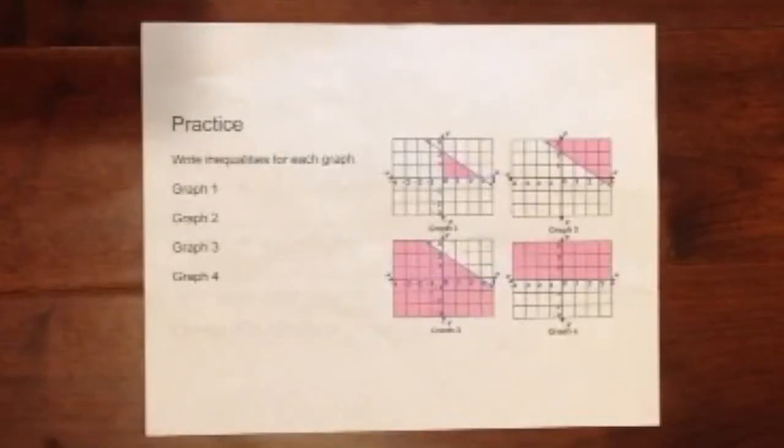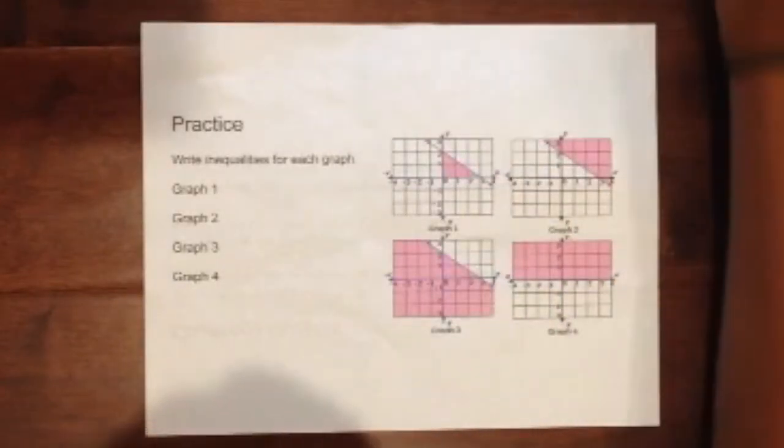Here is some practice for writing inequalities. Write inequalities for each graph. Let's start with graph 1. Graph 1 is a combination of 3 inequalities. Find each one individually. Start with the first blue line.